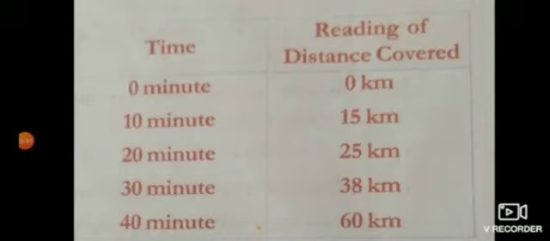How do you find the speed of the car? Is the speed of the car uniform throughout the journey? From the table, we notice that the car has covered unequal distances in equal intervals of time, that is 10 minutes, which shows the speed of the car is not uniform. To find the speed of the car in the journey, we should calculate total distance traveled by the car and the total time taken to cover that distance. Here, total distance traveled by the car is 60 kilometer. Time taken to travel that 60 kilometer is 40 minutes.